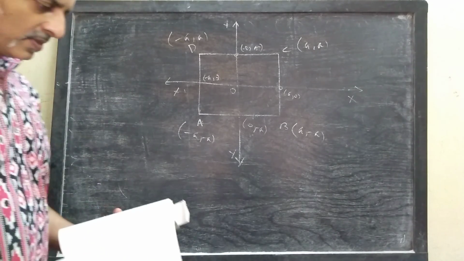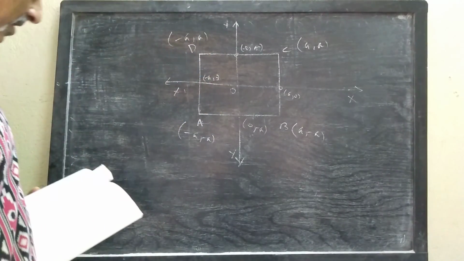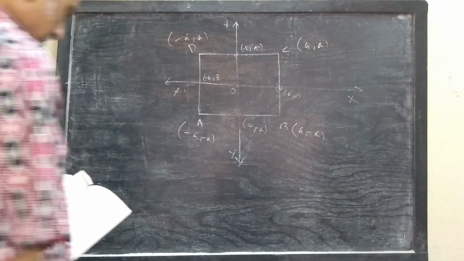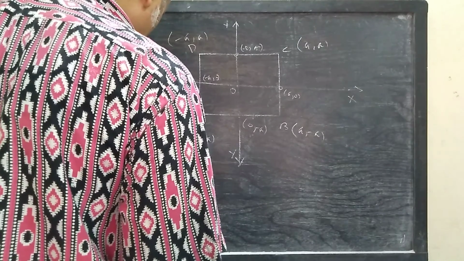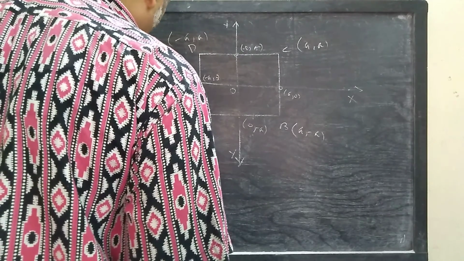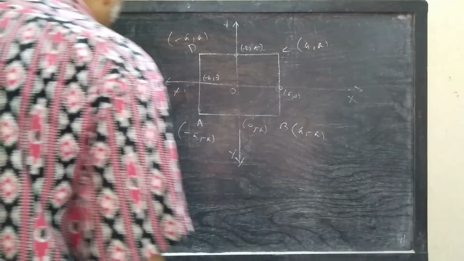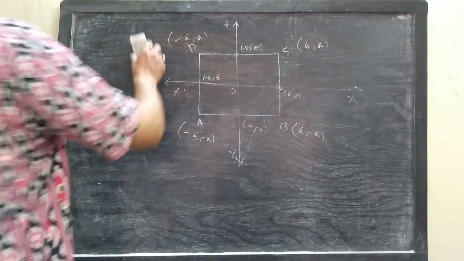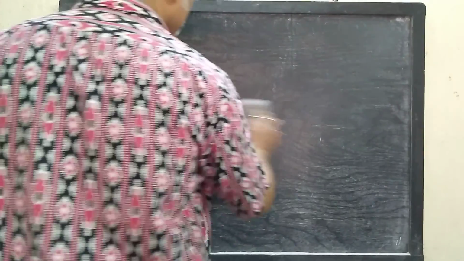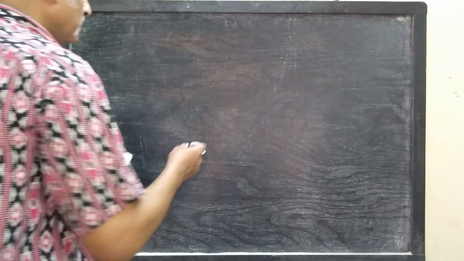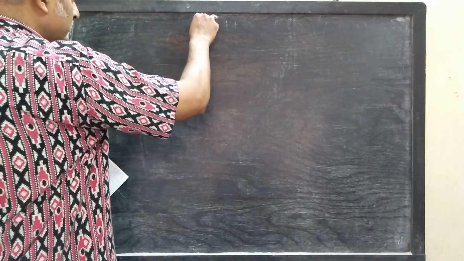Next question. Find the coordinates of the vertices of the equilateral triangle OAB where OA is along the x-axis, B lies in quadrant 1, quadrant 4, etc. Different cases. First take the coordinate axes.